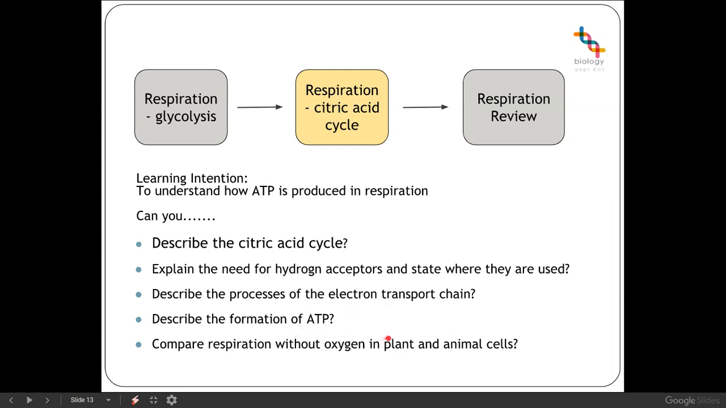And respiration without oxygen in plant cells gives us ethanol and carbon dioxide, which is an irreversible process, whereas in animal cells it gives us lactic acid, which when our oxygen debt is repaid, can be reversed.